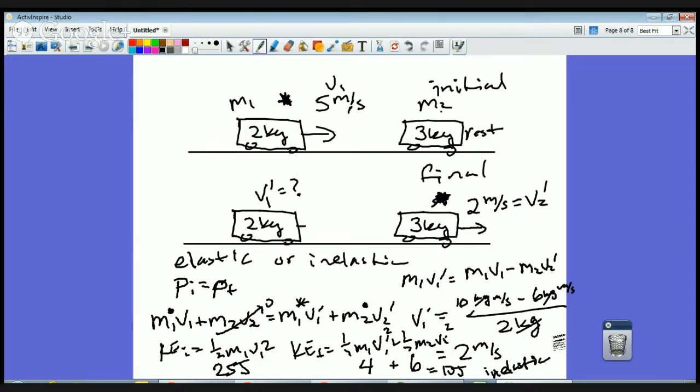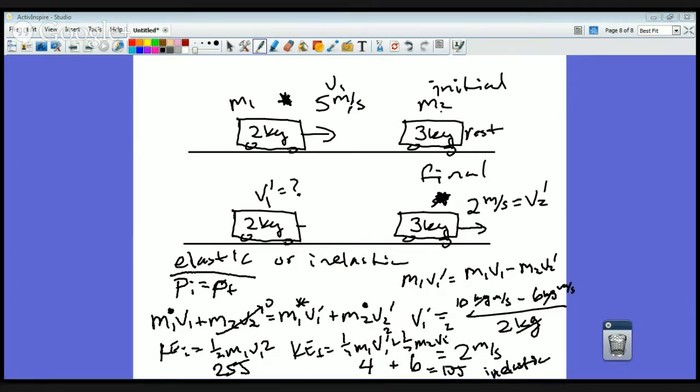Sometimes they'll tell you that it was an elastic collision, and if they tell you it was elastic, not inelastic, but elastic, then you know that energy was conserved as well as momentum, and you can use that when you're solving your problem. But other than that, you should not be looking at energy at first. You should be doing momentum.